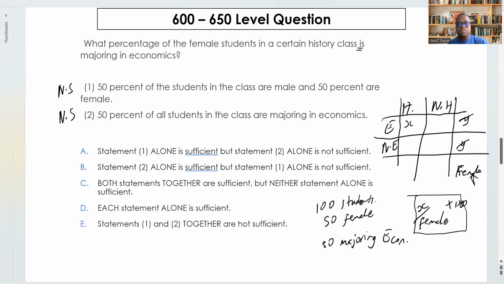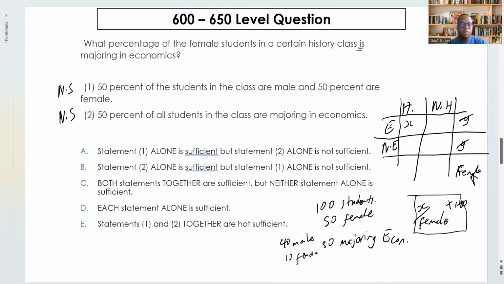From this statement as it is, if 50 are majoring in economics, that means that you can have even just 40 of them male, 10 female, majoring in economics, right? At the same time, also, you can have it vice versa. So therefore, you can end up having probably just 10 females who are majoring in economics. If you have 10 female majoring in economics, you don't know how many of them are majoring in history still. At the same time, you can have different numbers, and if we flip them, one will give us 80%, and then give us 20%. So getting multiple answers. So even if you combine them together, it's still not sufficient.